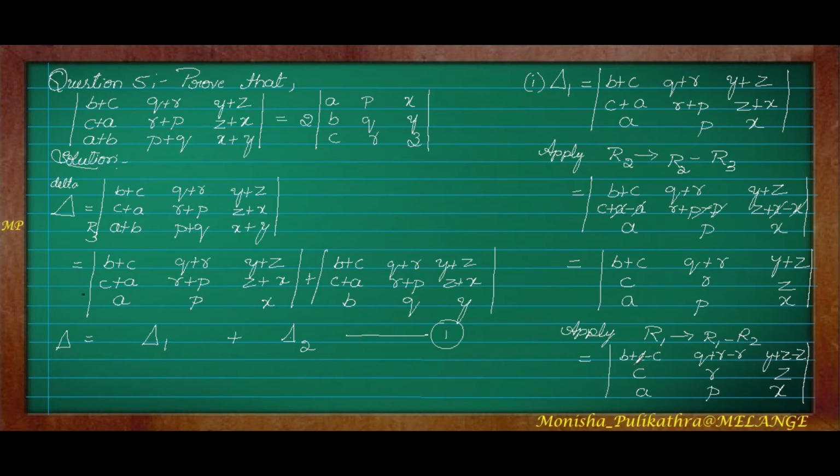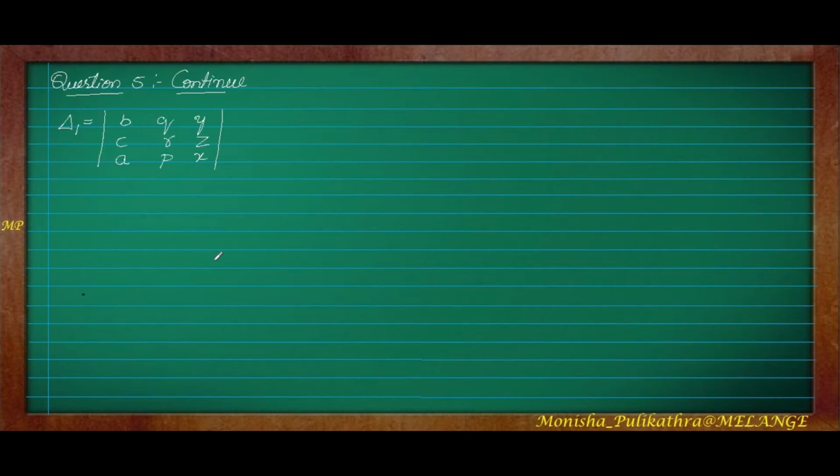So here what happens? This plus C minus C plus R minus R plus Z minus Z, Z cancels. Okay. So let us continue it. Let us continue the fifth question. So after subtracting, we got B, Q, Y, C, R, Z and A, P, X. So next one more solvation you have to do here, that is apply R1.